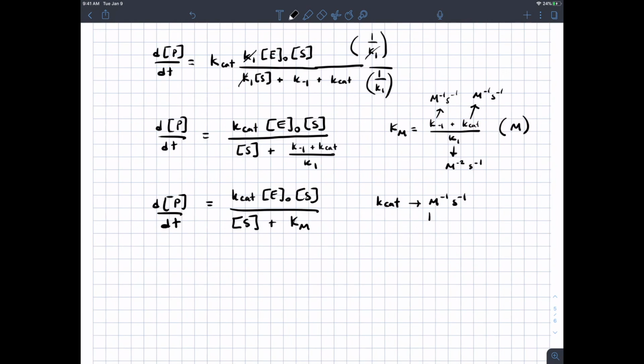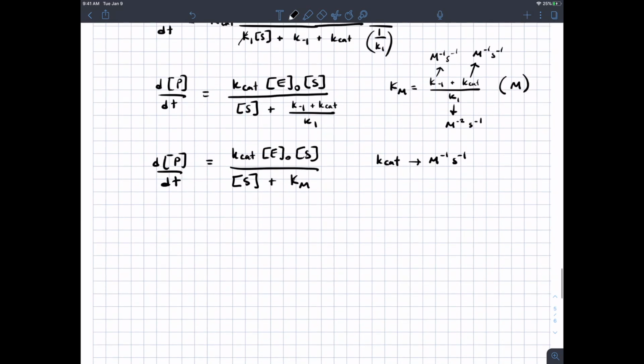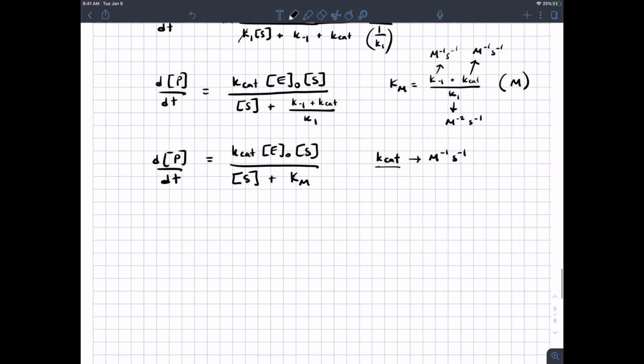And so we're going to also call this... I think your text is wrong on this. Hold off on that. So K cat describes how fast the reaction goes.